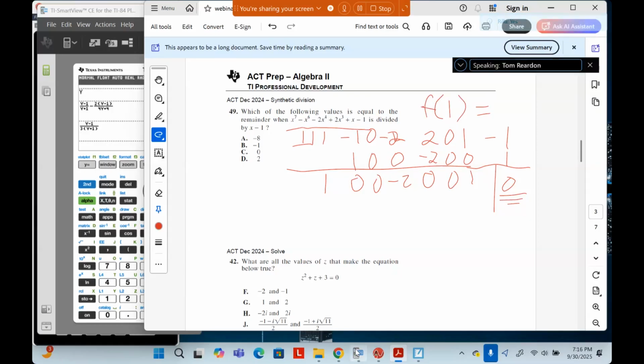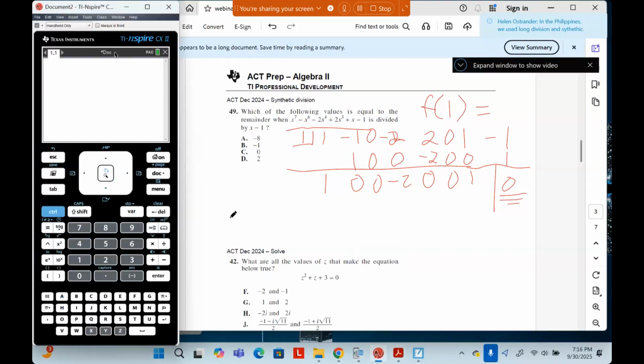I just want to mention Inspire because I really like the other version. You could, of course, store this like we just did on the 84, but on Inspire, it has a really cool feature here. I like it for plugging stuff in. I think it's one of those building blocks on Inspire that you have to know. So I'm just going to show it here.